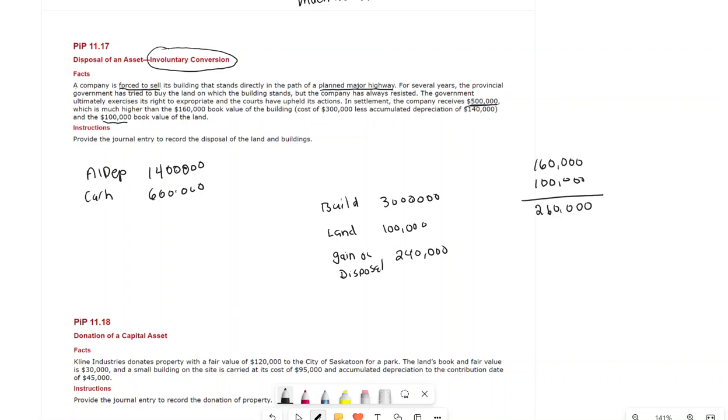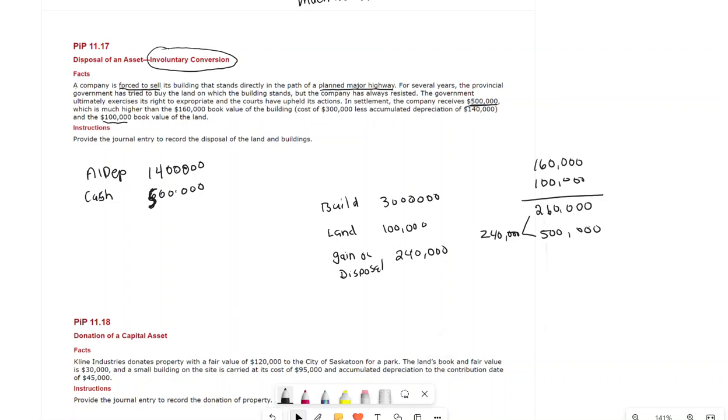So what they're giving you is 500,000, which is much higher. So did our entry balance? It's 500 here, sorry. That's what we received. So our entry should balance: 300 plus the 100 plus 240, 640. Yeah, 640. So what we got is, we are getting 500,000. The difference between the both is 240. I thought I made a mistake, so I did make a mistake. So the value we're receiving from the government is 500,000. I think I previously said 600,000 by mistake.